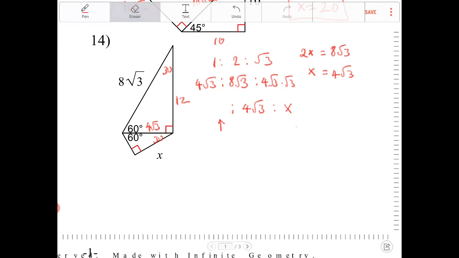So let's use a different letter. What am I multiplying n, let's say 2n, by to get 4 radical 3? n must therefore equal 2 radical 3. So that's the common factor that I'm multiplying with the other numbers. So this is 2 radical 3, and then the last number is 2 radical 3 times radical 3, which is 6. So x will equal 6.